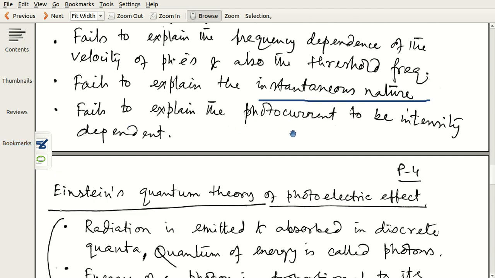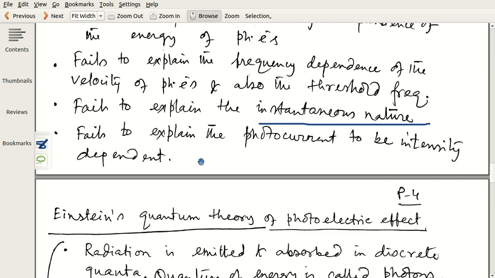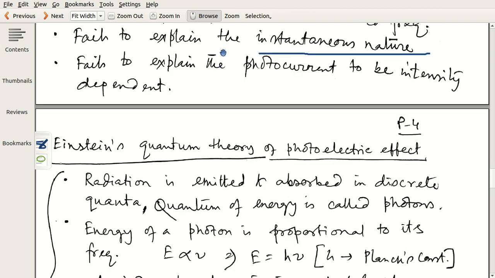Similarly, it failed to explain the photocurrent being intensity dependent. As I said, once the current is flowing, that means the frequency is above the threshold, then photocurrent will start flowing, and then this photocurrent will increase if the intensity increases. This feature was also not explained by the classical theory, and it was obvious that a new theory was needed.